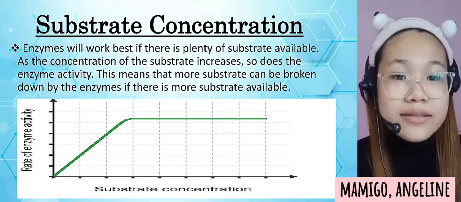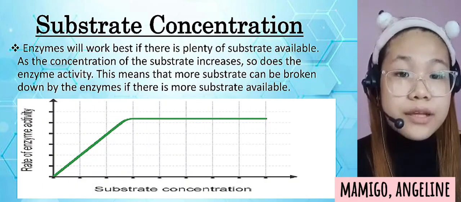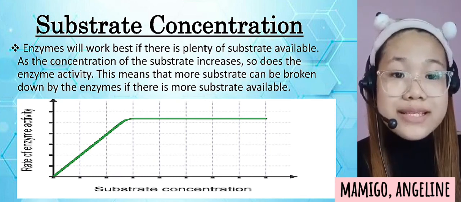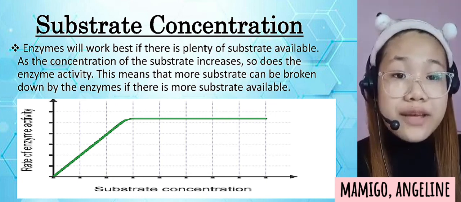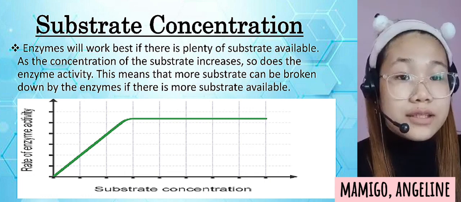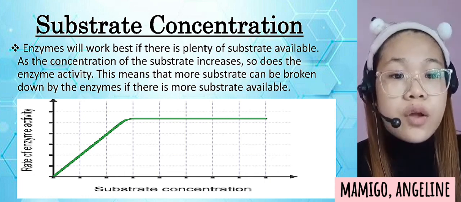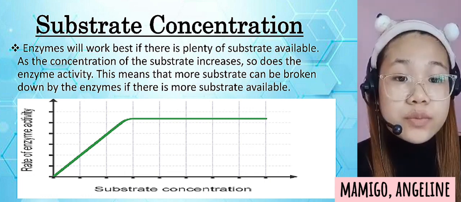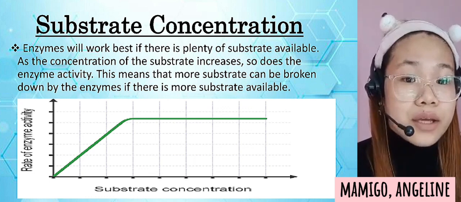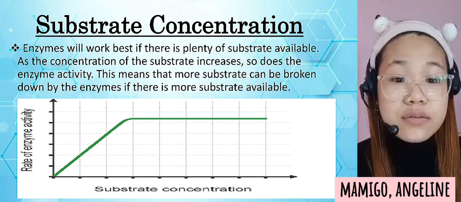Now, let's talk about how substrate affects enzyme activity. Enzymes will work best if there is plenty of substrate. As the concentration of substrate increases, so does the rate of enzyme activity. However, the rate of enzyme activity does not increase forever. This is because a point will be reached when the enzyme becomes saturated and no more substrate can fit at any one time, even though there is plenty of substrate available.